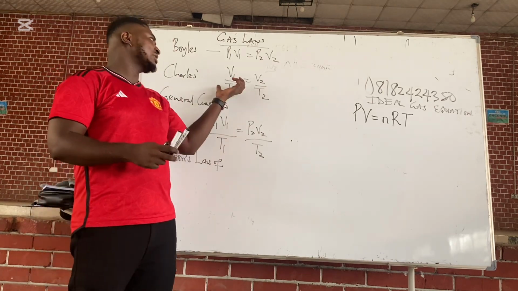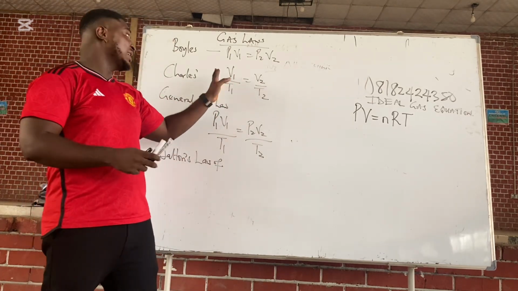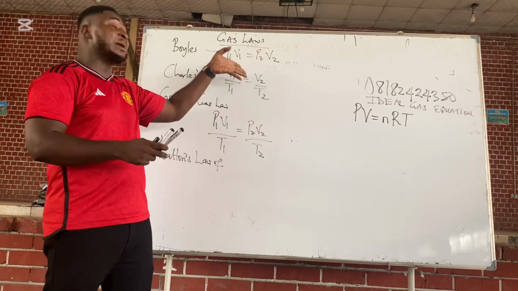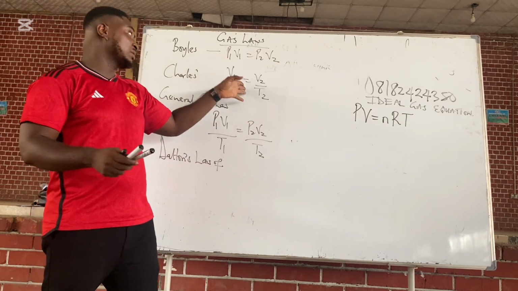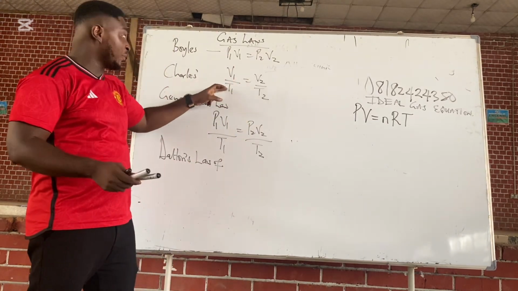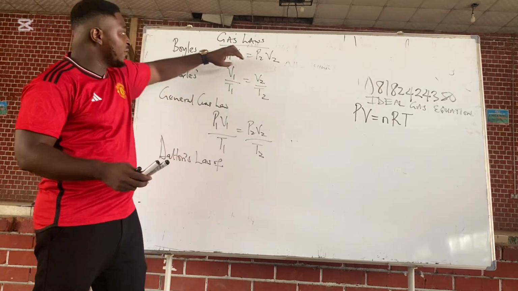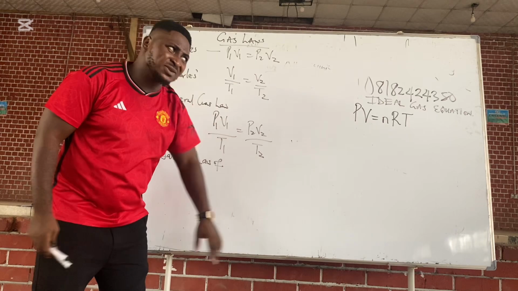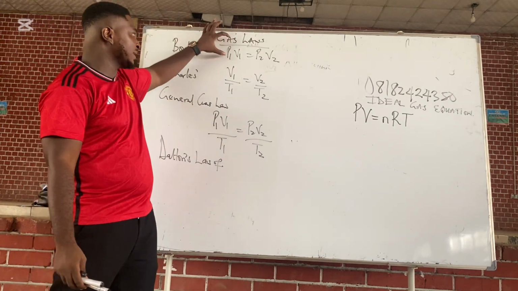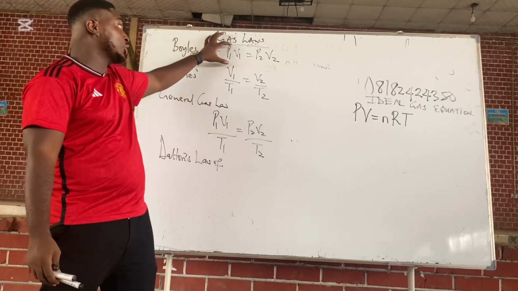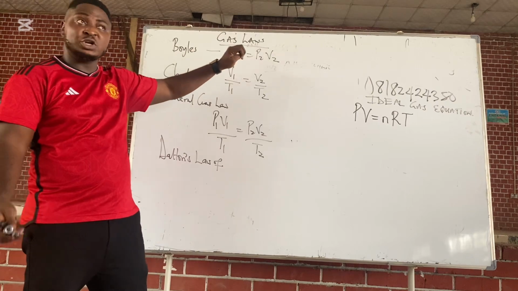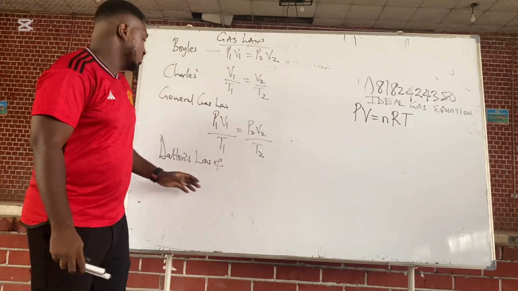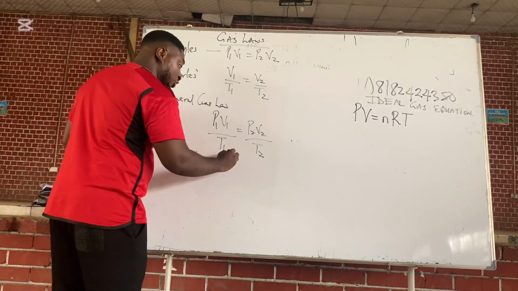Dalton's law. Charles law is the volume of the given mass of the gas is directly proportional to the temperature at constant pressure, provided the pressure remains constant. Boyle's law, the pressure of the given mass of the gas is inversely proportional to the volume, provided the temperature remains constant. So that is law of partial pressure.